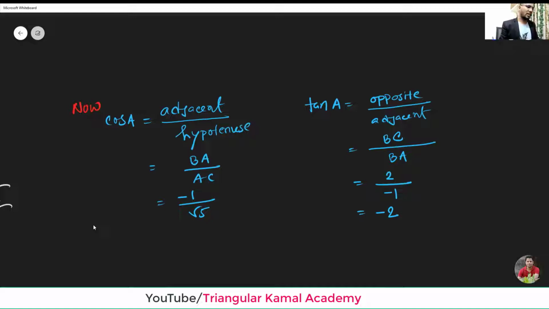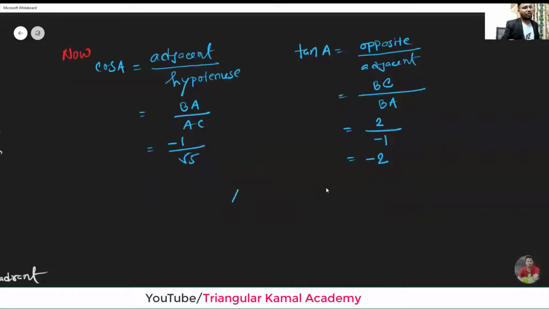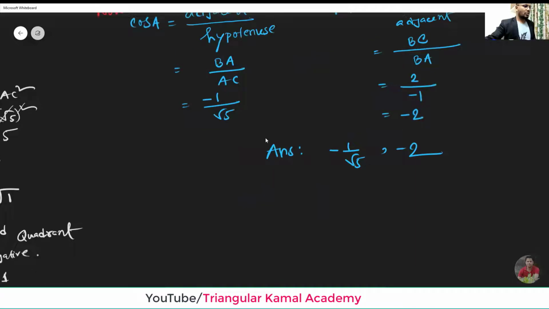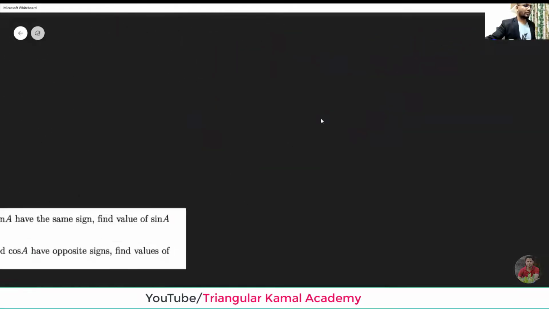So one answer is minus 2, another answer is minus 1 by root over 5. So now these two answers, first part answer is 1 by root over 5, comma minus root 2. Now see the next question here, question number 4.